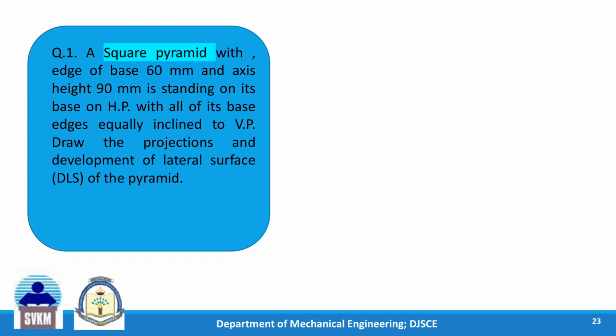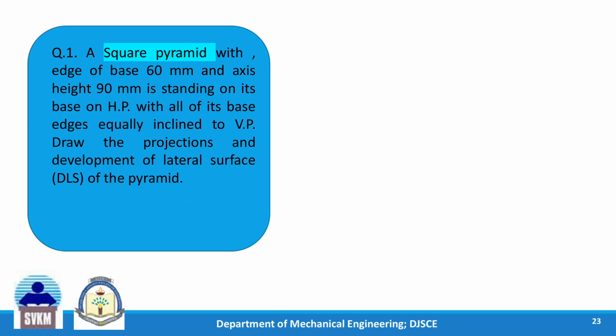First, let us learn about the development of a pyramid. The example is given for a square pyramid. The square pyramid with edge of base 60 mm and axis height 90 mm is standing on its base on HP with all of its base edges equally inclined to VP. Draw the projections and development of lateral surface of the pyramid.